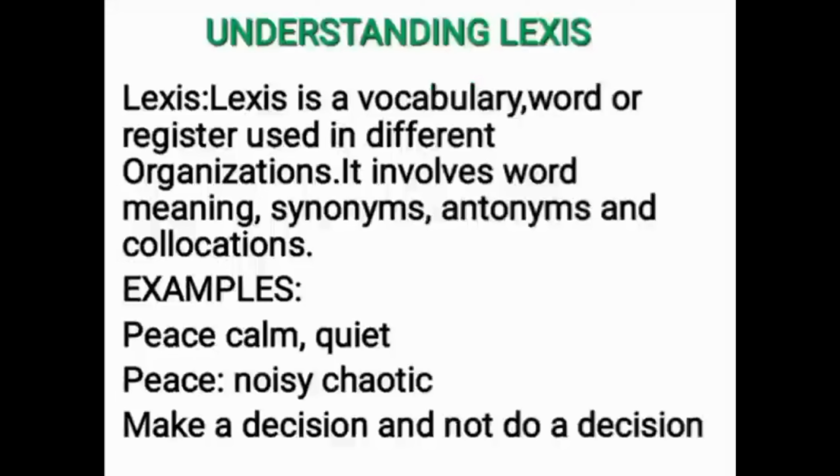Synonyms are words similar in meaning. Antonyms are words opposite in meaning. Collocations are the way native speakers order their sentences. For example, the synonyms of peace, or the words nearest in meaning to peace, are calm and quiet. Then the opposite, or antonyms, of peace is noisy or chaotic.